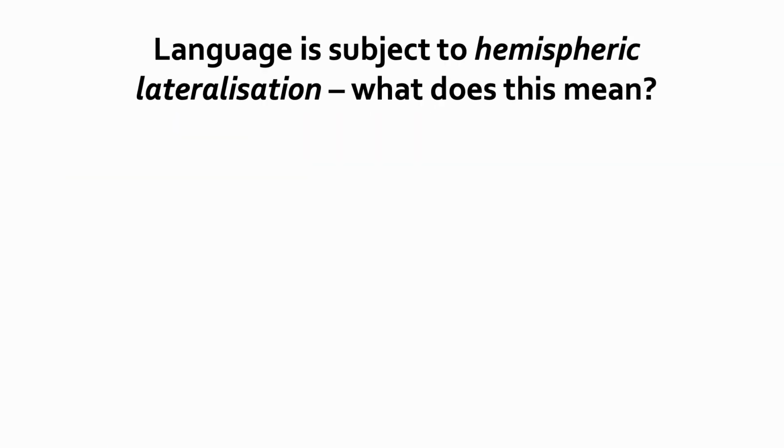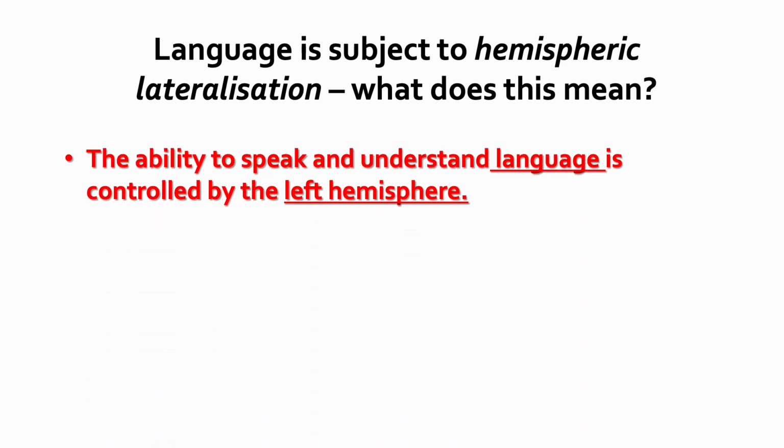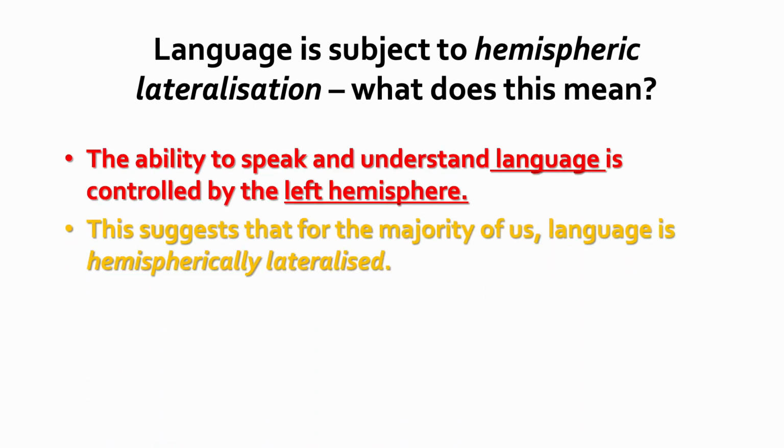So you need to understand that language is localised as well as lateralised. So it's localised to Broca and Wernicke's area, but it's lateralised to the left hemisphere. But Broca and Wernicke, in the majority of the population, is in the left hemisphere.